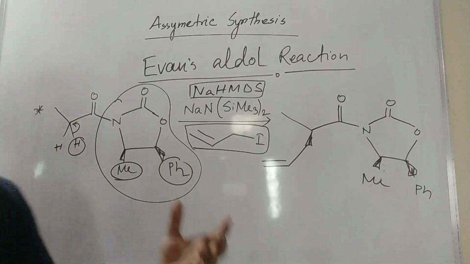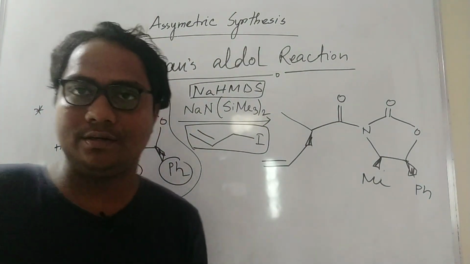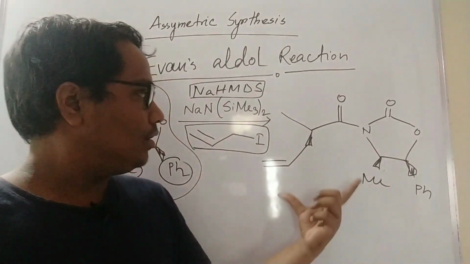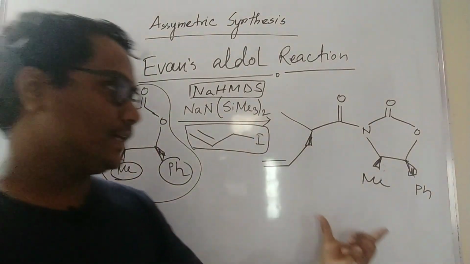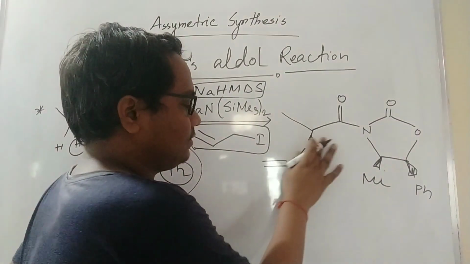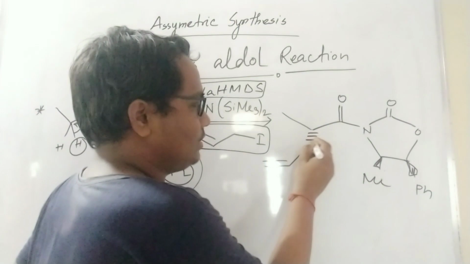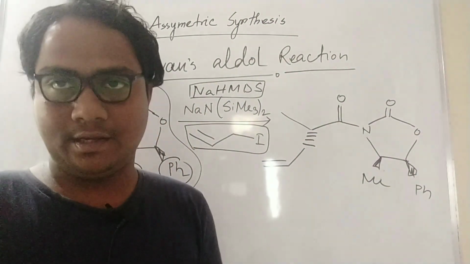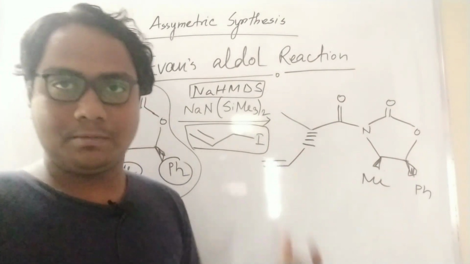This is the product of the Evans aldol reaction. So here this group is always down. I wrote it up previously, but it is always down. Why? This is the question. Why is it not up?